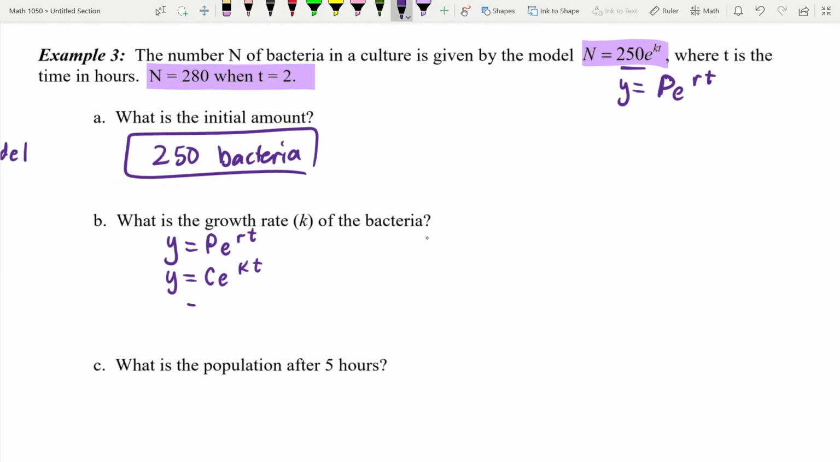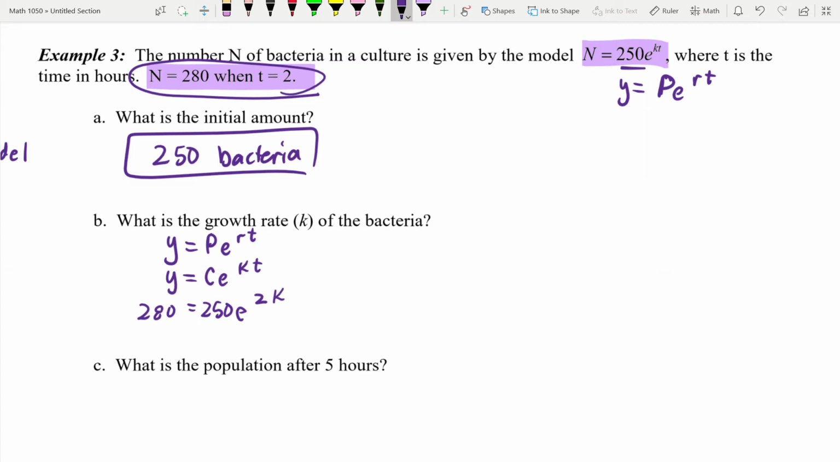So I know I start with 250. I know my E is going to be an E. I know that I'm looking for K. So now I need a T, and I need a new amount. Well, that's right here. So when time is 2, the new amount of bacteria is 280. Who says I'm with you? Give me some feedback how we're doing. Great. What am I going to ask you right now? Are you stuck? What's the other question?